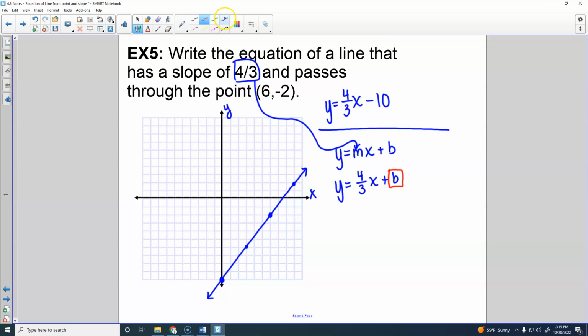So, when I have this point, 6, -2, 6 is my x coordinate, -2 is my y coordinate, correct? All right. So that means if I plug 6 and negative 2 into this equation, it should work because it's a point on the line. So what I can do is replace x and y with 6 and negative 2.